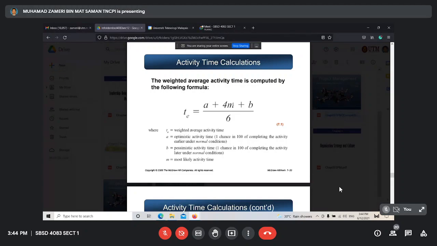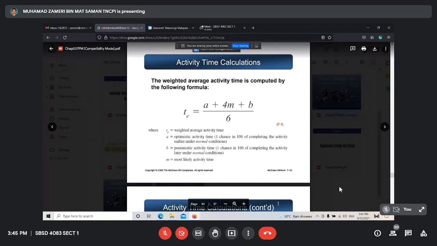Do you understand this part? The concept is almost the same as chapter 6. But in chapter 6, we only put one type of time, that is M. Painting, 10 days. Cleaning, 3 days. Finishing, 4 days. Only one. But in PERT, we put 3 types of time: optimistic, pessimistic, and most likely. Optimistic is the minimum, pessimistic is the maximum, and most likely is the average. That's the only difference. The rest is almost the same.